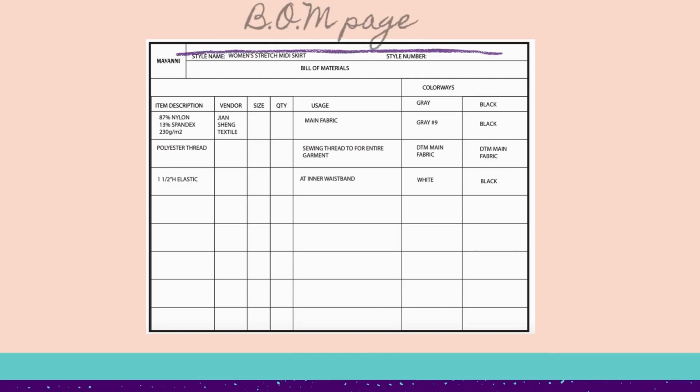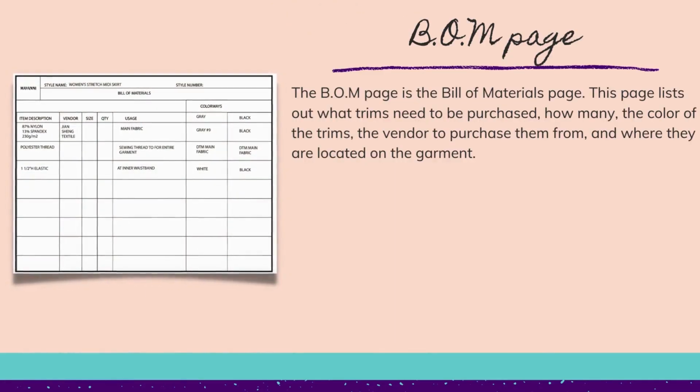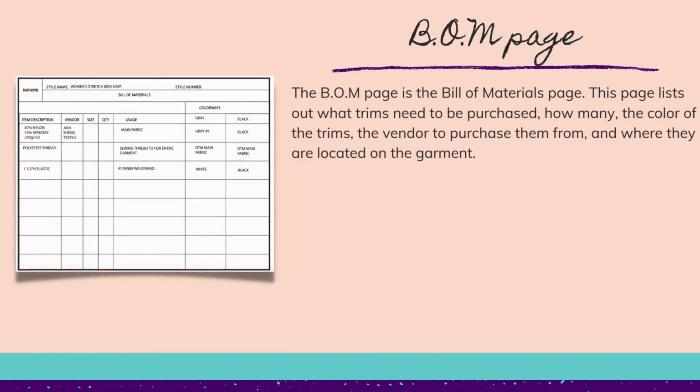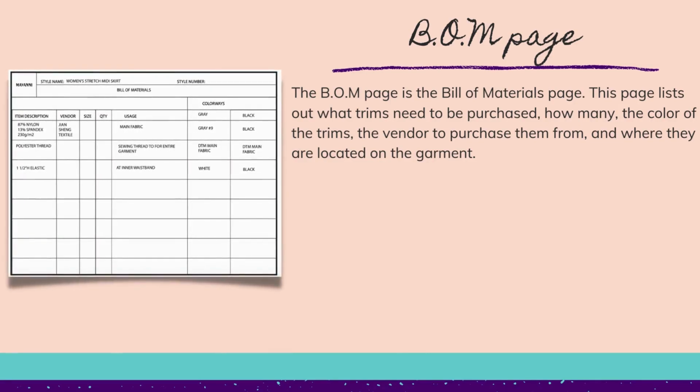Next, we'll look at the BOM page, sometimes referred to as the BOM. The BOM page is the Bill of Materials page. This page lists out what trims need to be purchased, how many, the colors of the trims, the vendor to purchase them from, and where they are located on the garment.